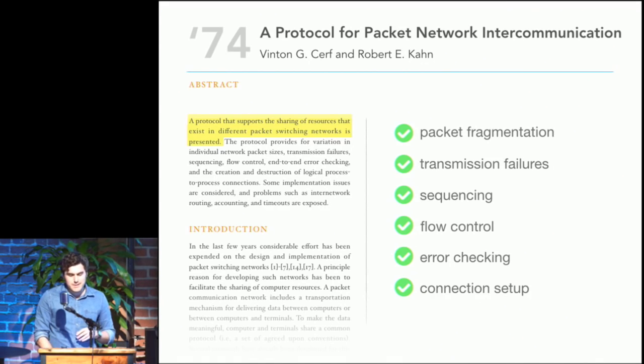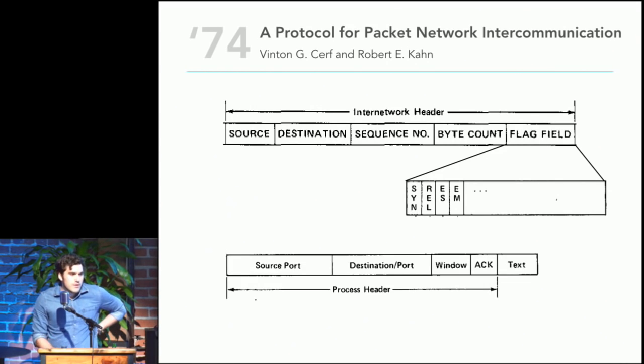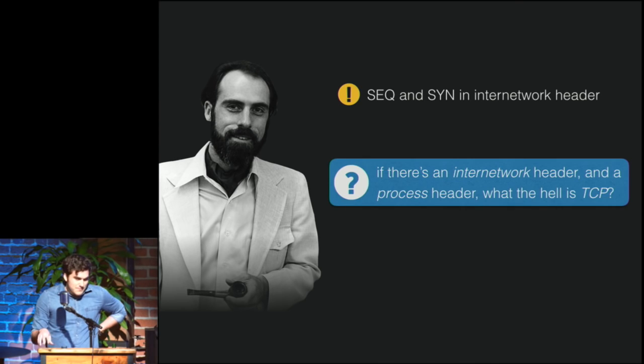It's very unfamiliar, right? The first thing you'll notice if you skim the images is that it has this thing called an inter-network header, and then it has this thing called a process header, but the sequence number is in the inter-network header, and so is the SYN flag. And so that's the first sign that there's something weird about this paper. The second red flag is that Vint Cerf is smoking a pipe. And then it's like, well, if there's an inter-network header and there's a process header, then what the hell is TCP?